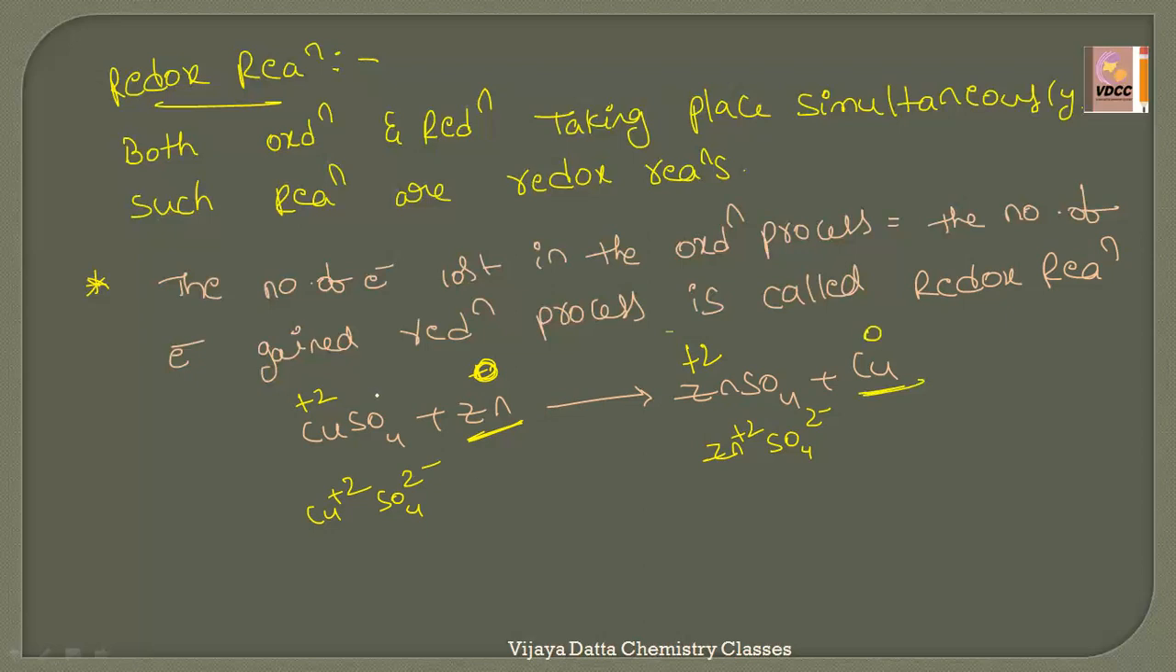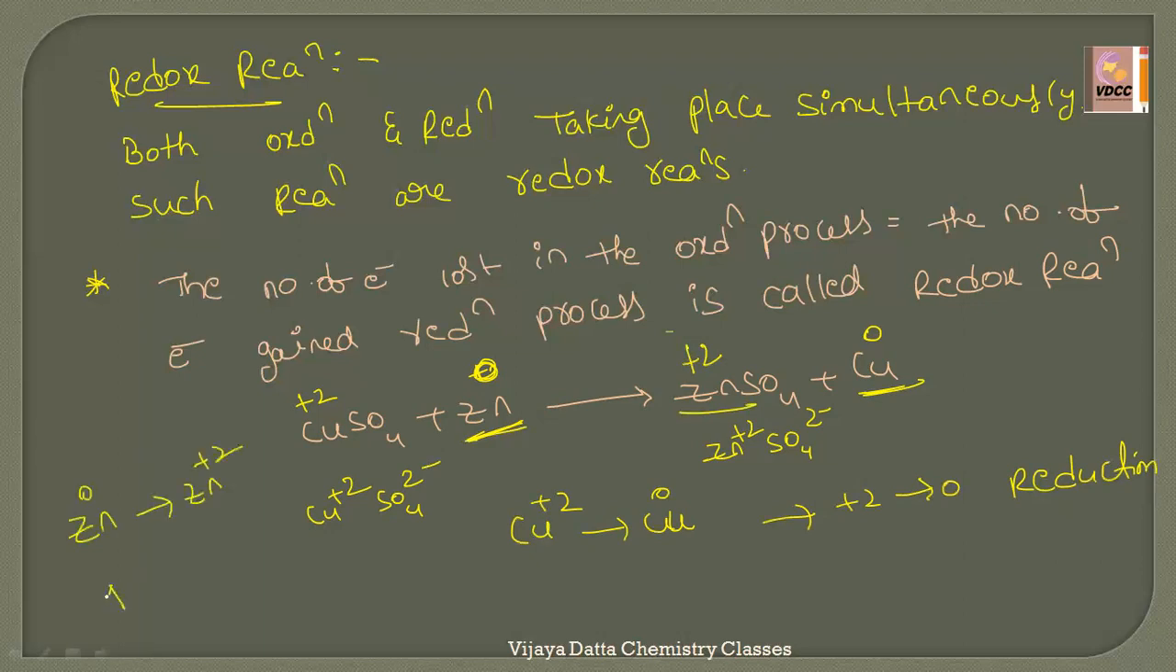If you observe the copper, Cu plus 2 to Cu 0. Plus 2 to 0 is a decreasing oxidation state, so copper is getting reduced. This is called reduction. Whereas coming to the zinc, 0 to plus 2. Zinc 0 to zinc plus 2 is an increasing oxidation state, so it is called oxidation.